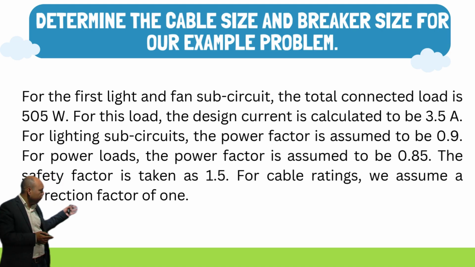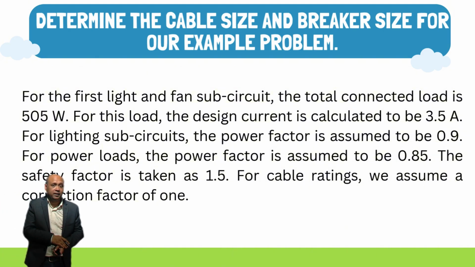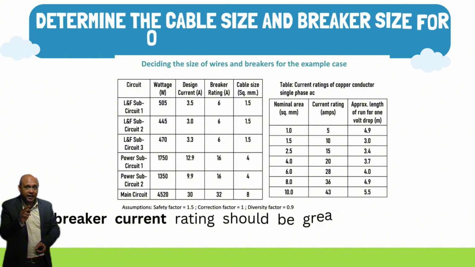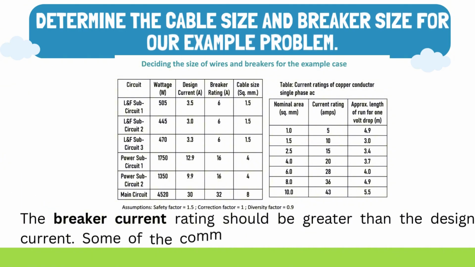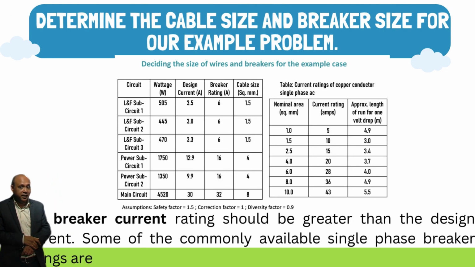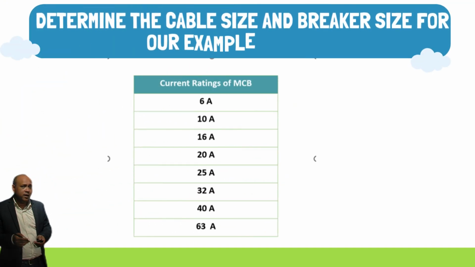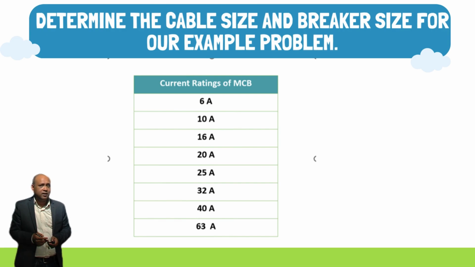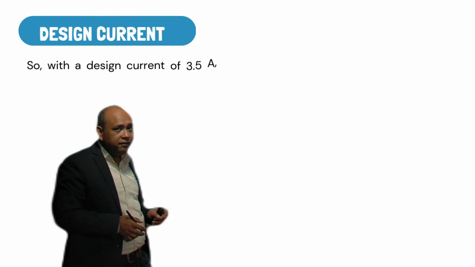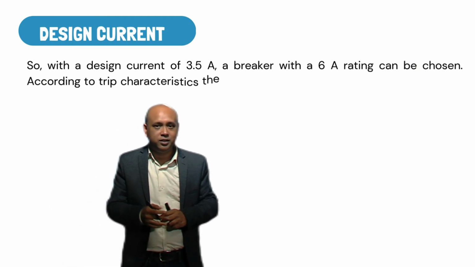The safety factor here we have considered to be 1.5, and for the cable ratings we assume that the correction factor is equal to 1. Now, as we have discussed earlier, the breaker current rating should be greater than the design current. Some of the commonly available single phase breaker ratings are 6 amperes, 10 amperes, 16 amperes, 20 amperes, 25 amperes, 32 amperes, 40 amperes and 63 amperes. So with a design current of 3.5 amperes, a breaker with a 6 ampere rating can be chosen.